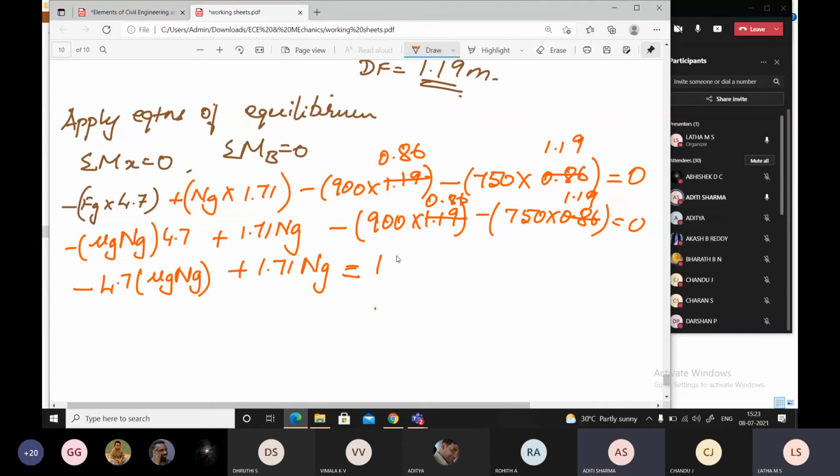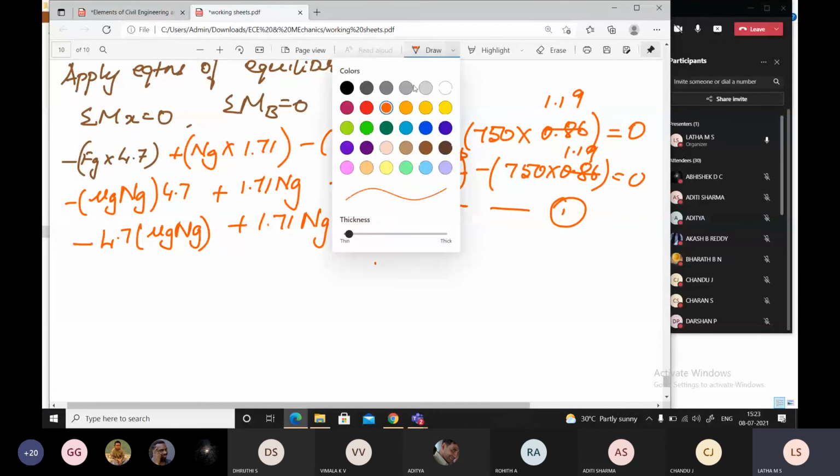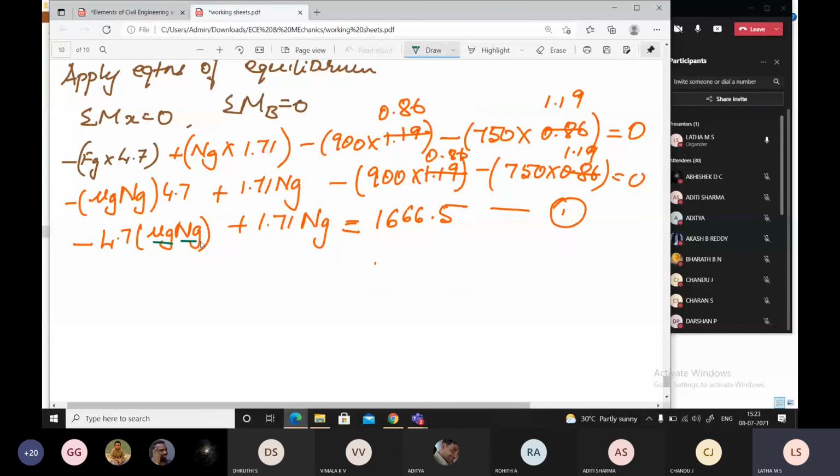1666.5. Correct? I call this equation 1. Now, there are two unknowns, mu g and NG. Am I correct? Now, how to go about it? What should be the next step?